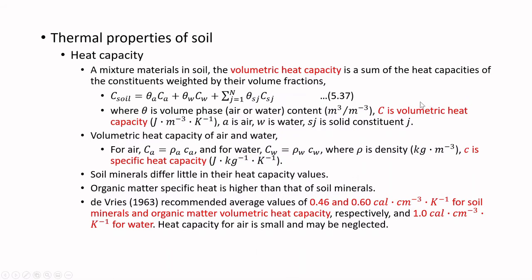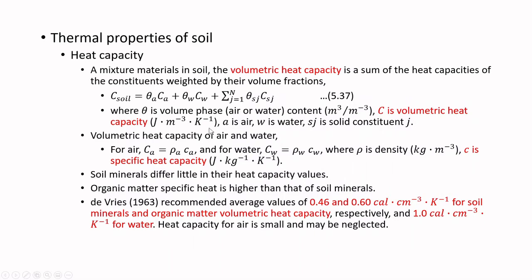When you have the word volumetric, you can see the unit has meter cubed. So it's joule per meter cubed per Kelvin. So we have a unit of meter cubed, because it's referring to volumetric. All right, so this is the volumetric heat capacity for air, this is the volumetric heat capacity for water, and this is the volumetric heat capacity for the substance S.